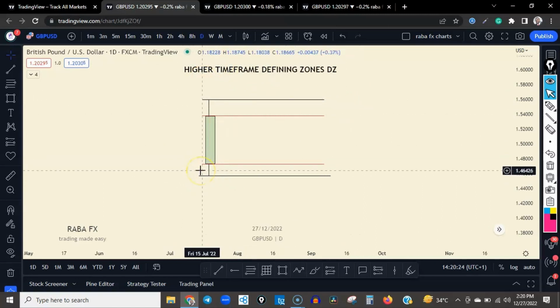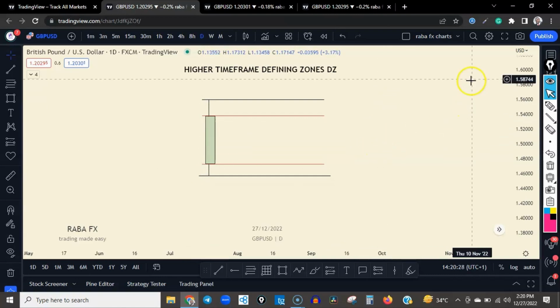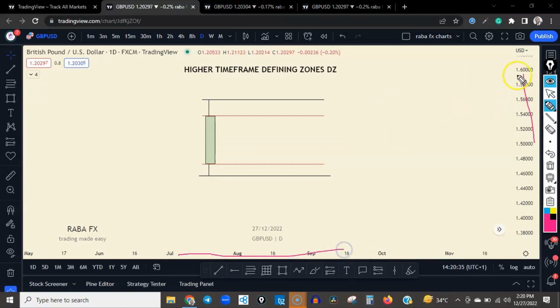Because remember, trading is all about time and price. It's time and this is price. And the algo always puts in place the first hour, days and week into consideration when they are moving price. And that is what I want to show you here.